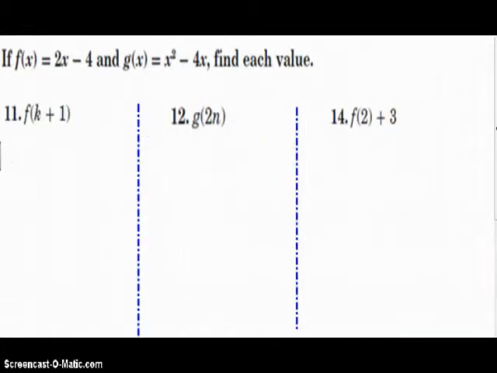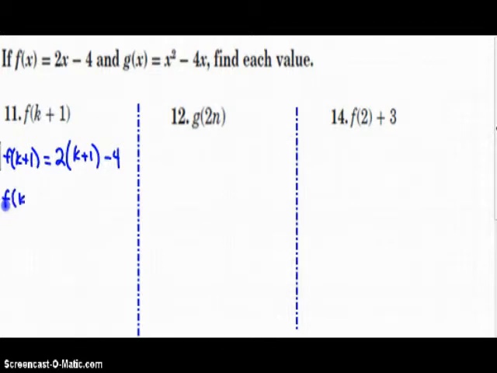Okay, last slide. Same type of problems. We're going to use the same f of x function, the same g of x function. Only difference is that now we have in 11 and 12 expressions with variables. Not much is really going to change though. I'm going to use the f function. Notice that k plus 1 has replaced my x. So I'm going to replace the x on the right side with k plus 1 as well. So I'm going to use parentheses, substituting k plus 1 in for x.